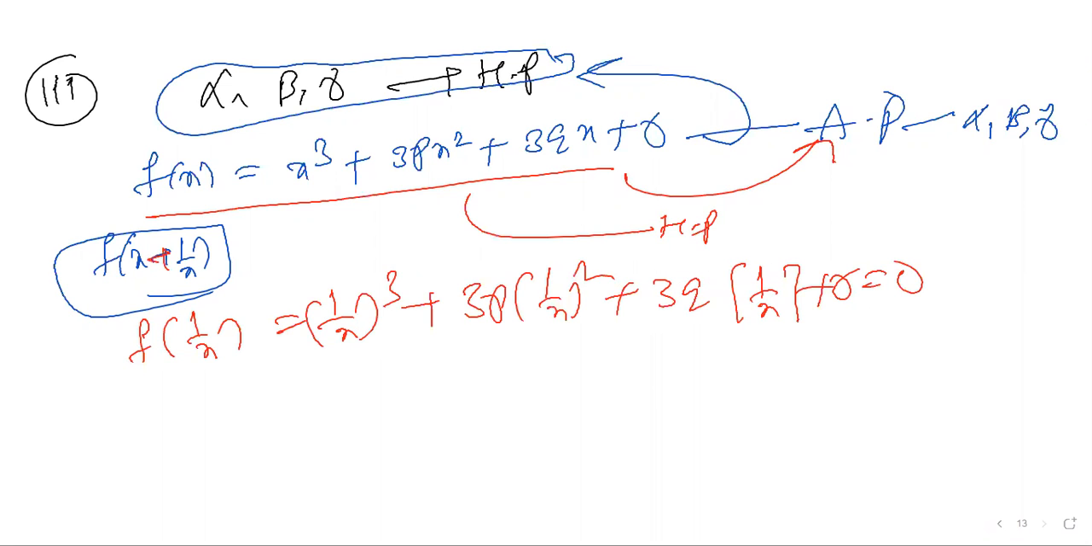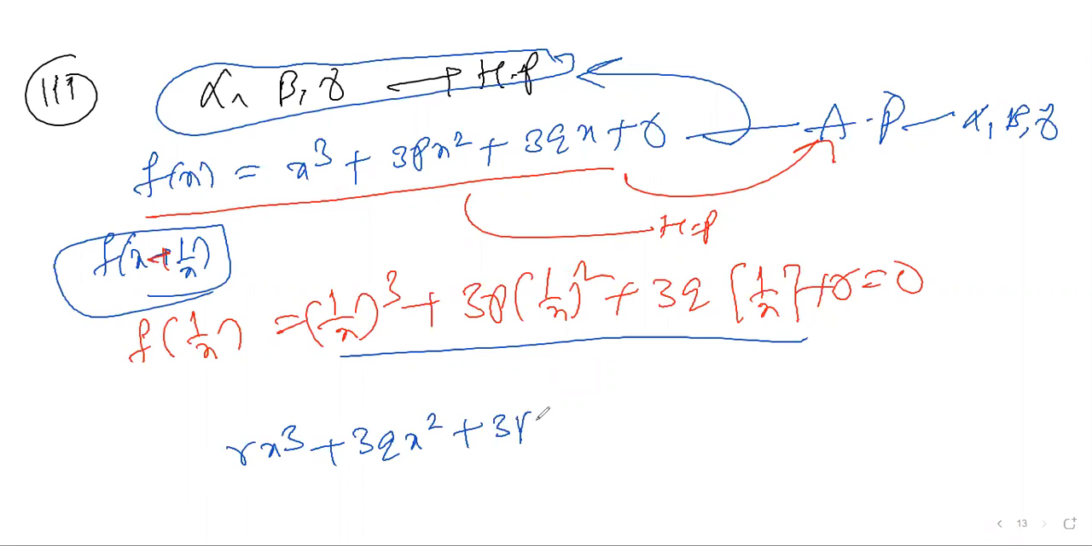Am I clear? Okay, sir. You simplify this, then make it equal to 0, then simplify that, and you are going to get the equation. It should be like 2q cube is equal to R into 3pq minus. The final answer you are going to get is rx cube, 3q x square plus 3px plus 1 is equal to 0. This is what you are going to get.